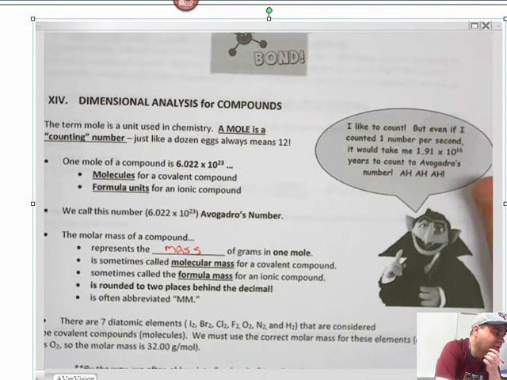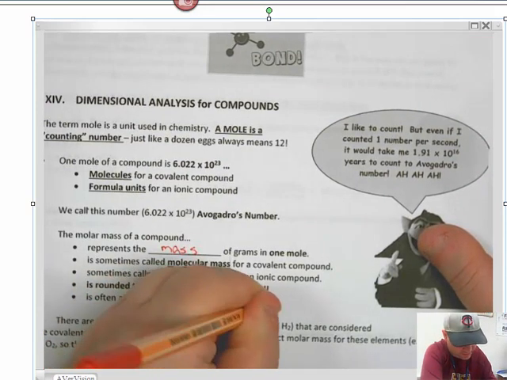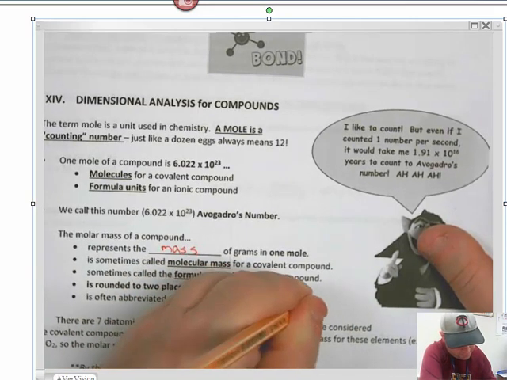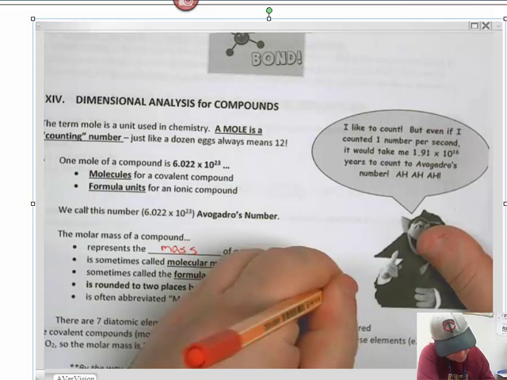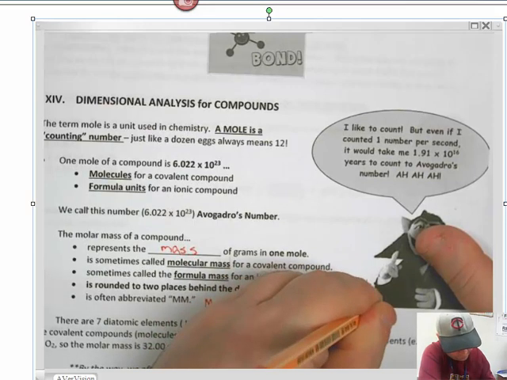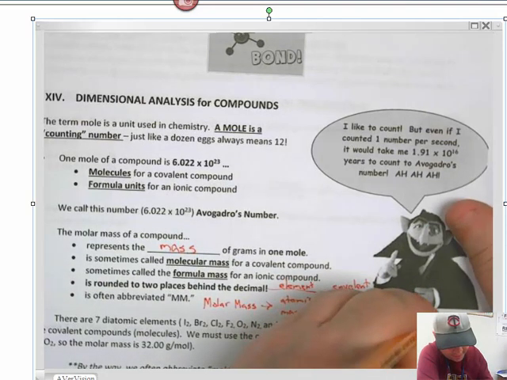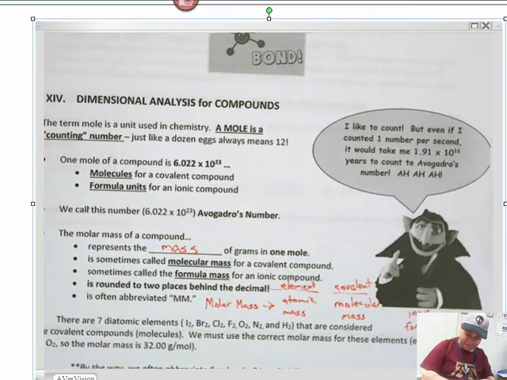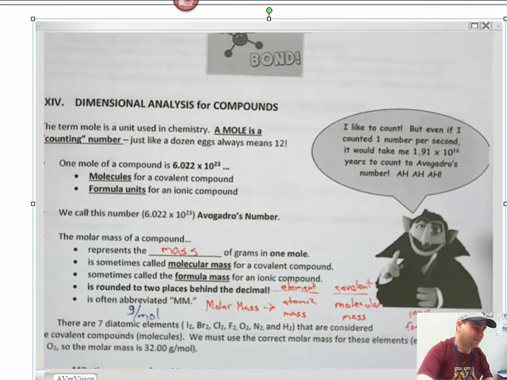It's sometimes called molecular mass for covalent compounds. It is called formula mass for ionic compounds. It is rounded to 2 places beyond the decimal. It is often abbreviated molar mass. So molar mass is atomic mass for elements. For covalent, it is called molecular mass. And then for ionic, it is called formula mass. These all have the great units. You know them. G/moles. Down with the gangsters.